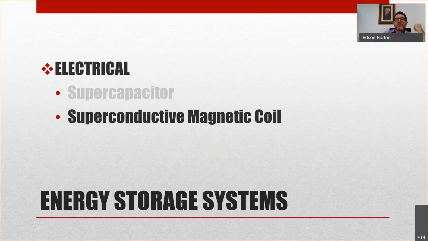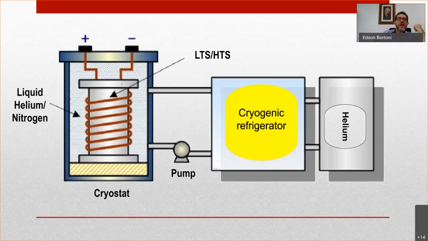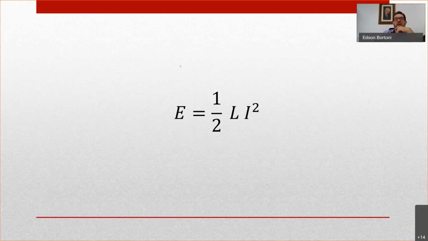And superconducting magnetic coils. So you can have a superconductor here at a very low temperature, using helium or nitrogen, and store energy here in the inductor. So the energy stored is half of the value of the inductance times the square of the current.